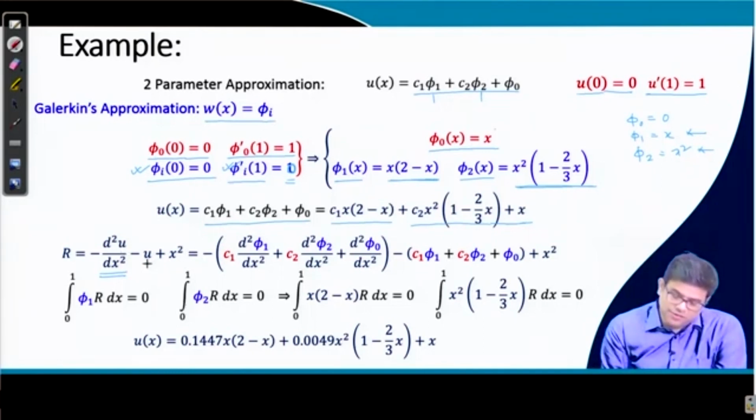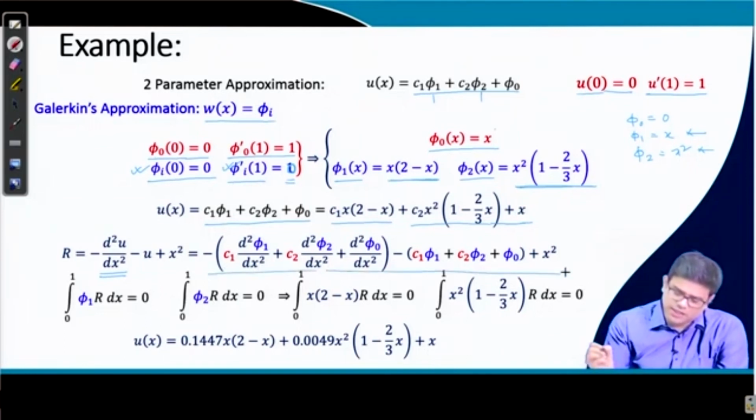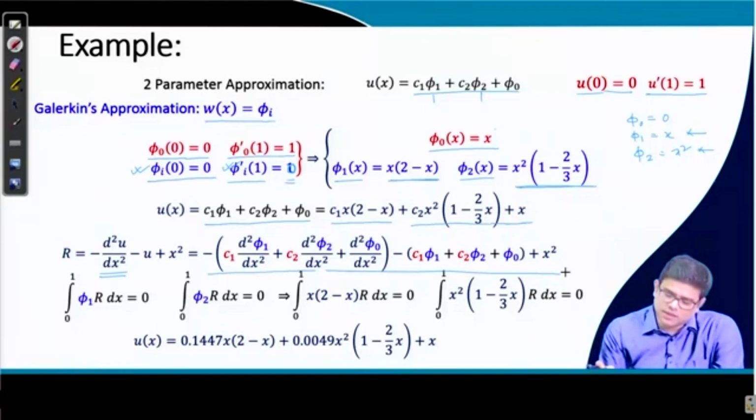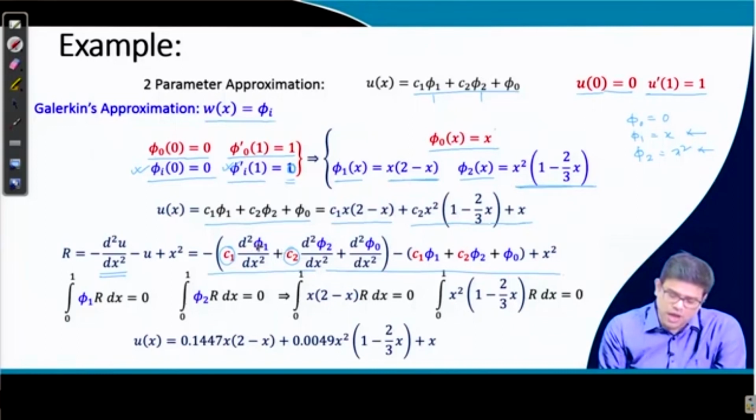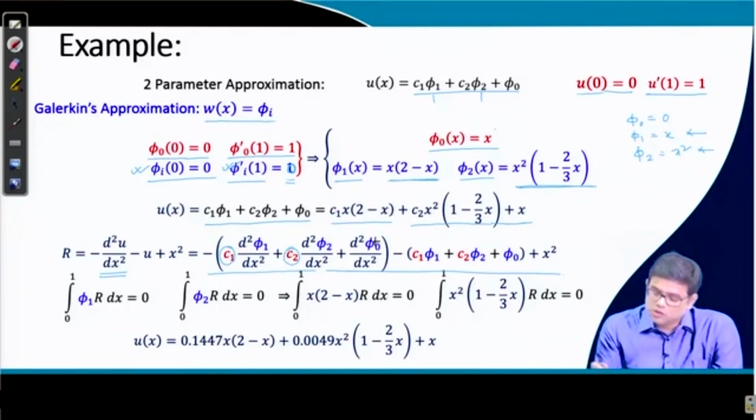Now this is one of the distinctive features of the weighted residual method. So now if I substitute this quantity here, I can get this quantity. This quantity is nothing but the residual. So the residual contains two things. One is two unknowns, that is C1 and C2, so these two are my unknowns. I have chosen phi 1, phi 2, and phi 0, so the unknown quantities are these.